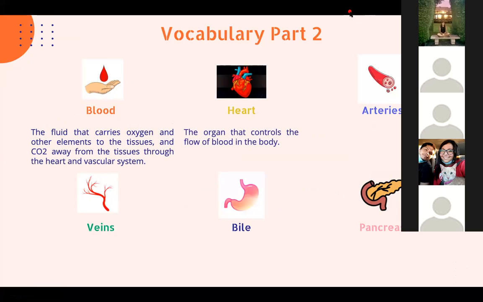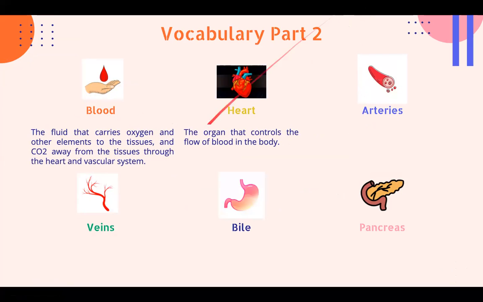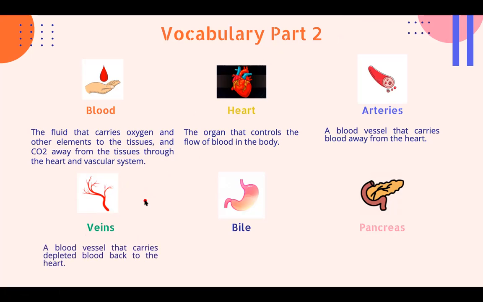Can someone read heart? Can someone read this one right here? Okay, go ahead. The organ that controls the flow of blood in the body. Very good. And what about arteries? Can someone read the definition for arteries? Okay, go ahead, Kiera. A blood vessel that carries blood away from the heart. Very good. And what about veins? Can someone read the definition for veins?